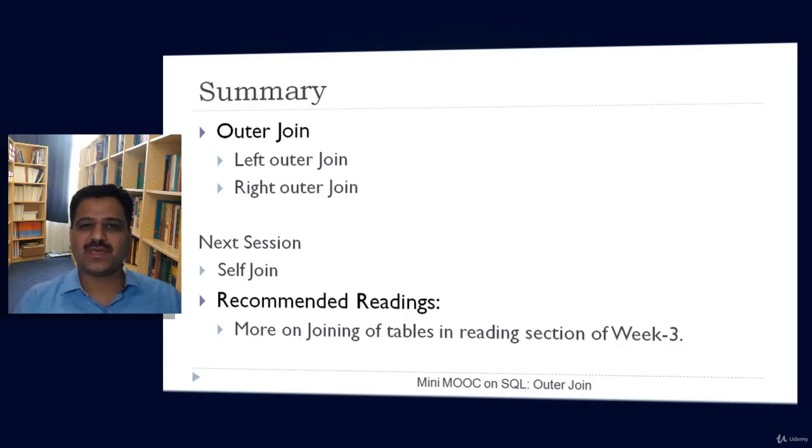Let's summarize the concept we have learned in this session. In this session we have learned outer join, its two types, that is left and right outer join. In the next session we will learn self join. You can read more on joining of tables in the reading section of week 3.